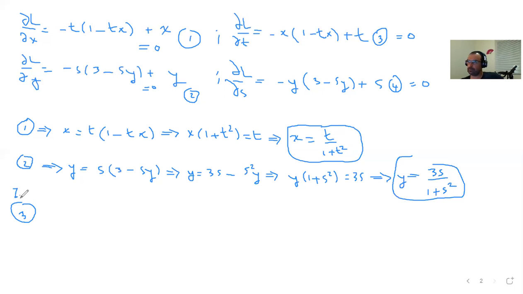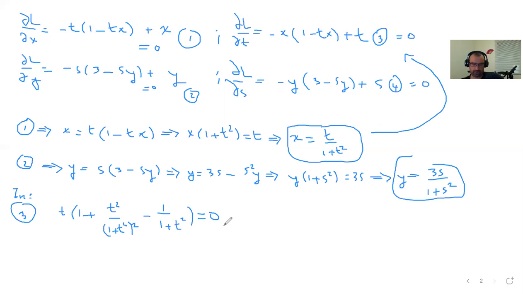So in 3, you're going to have the following. You're going to have t times 1 plus t squared over 1 plus t squared, all squared, minus 1 plus t squared, equal to 0. Can work it out, substitute this here. So you end up with what we are just writing. So basically, it leads up to the following, that 3 times t times 1 minus 1 plus t squared, over 1 plus t squared, all squared, equals 0.